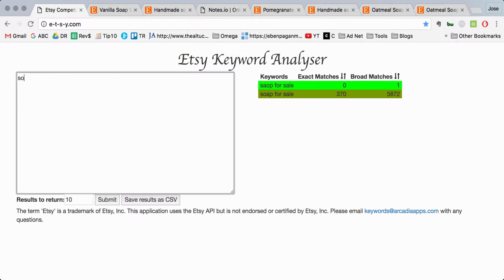So if you had handmade soap or a misspelled version of handmade soap.